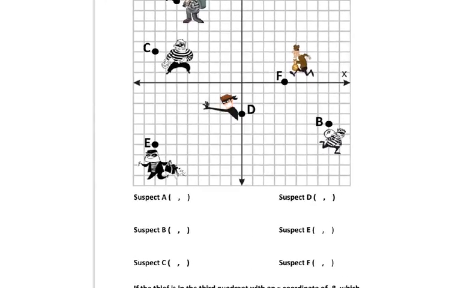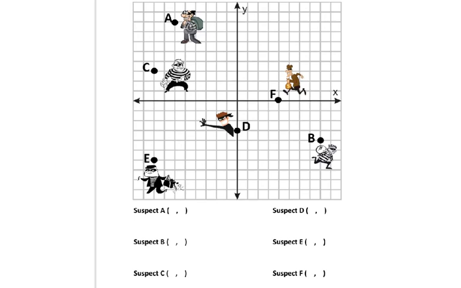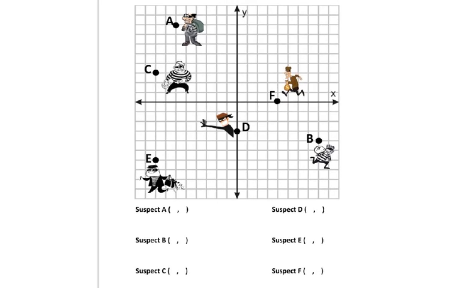I'm going to help you find suspect A, and then you're going to try B through F on your own. If we look at this picture, suspect A is hanging out right here. We always start at the origin. We're going to move left or right, then we're going to move up or down. To get to suspect A, we need to move to the left first. So he is 1, 2, 3, 4, 5, 6. We had to go left 6. So I write that as -6.